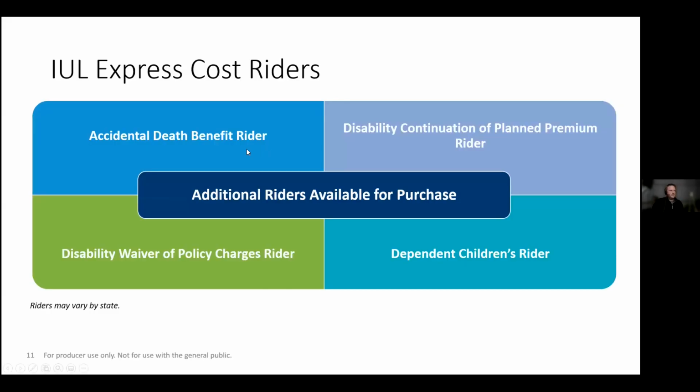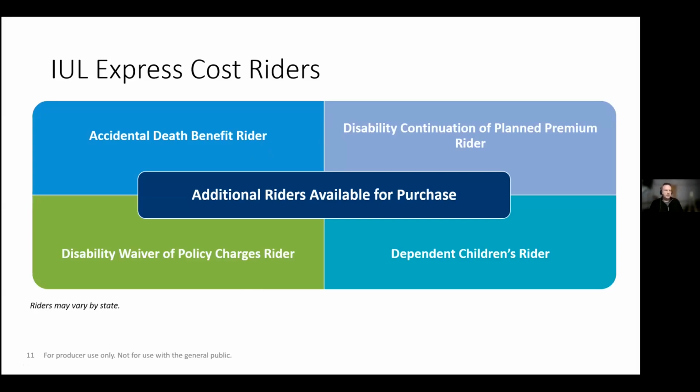So the accidental death benefit rider is just going to be an addition in case they pass away due to an accident. The disability continuation of plan premium means that basically they can keep on having premiums added to their policy if they become disabled, even if they're not paying for it anymore. And if they become disabled, we could also waive policy charges. So there are 2 different ways that they can handle that with disability.